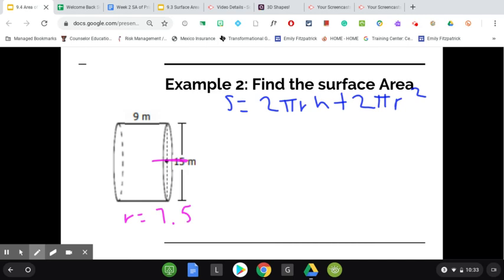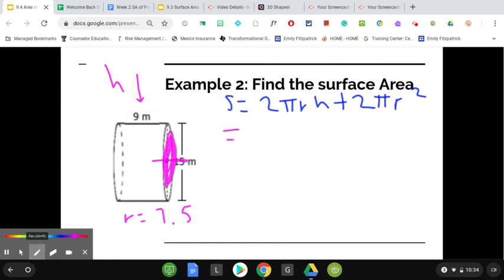Now the height, that's how tall your cylinder is. Remember, the circle is the base. This is the height. Just because it looks like the 15 is the height does not mean the 15 is the height. That's what's going to get you your radius. You have to picture the cylinder sitting on the circle. If it was sitting on the circle, how tall would this cylinder be? It would be 9 meters tall.